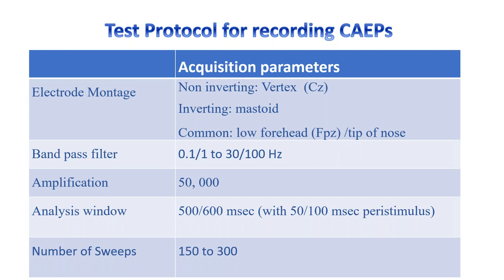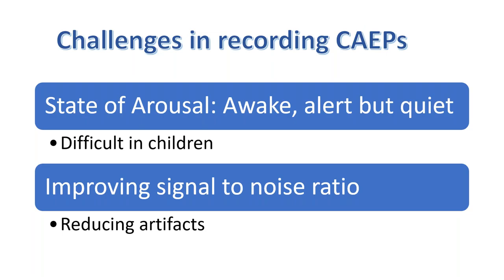What is important is that in the analysis window, please always have a pre-stimulus window. That is, we should always see how the recording is when there is no stimulus and then compare it with how it is with stimulus. A pre-stimulus analysis window of 50 to 100 milliseconds is generally preferred. And since cortical evoked potentials have a larger amplitude compared to the earlier potentials, we don't require too many sweeps for averaging. So 150 to 300 sweeps are more than sufficient to record reliable cortical evoked potentials.